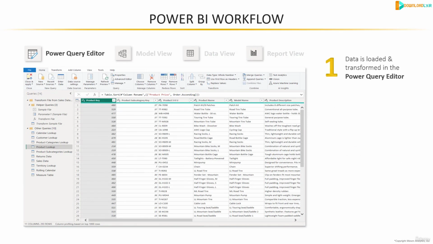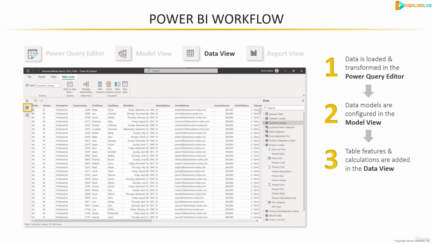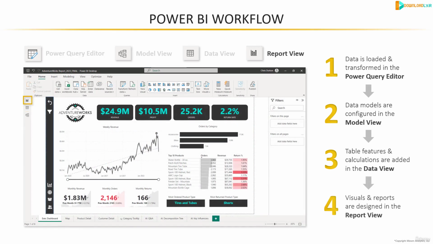Again, starting with the Power Query editor, this is where data is loaded and transformed. Step 2 is where we configure and build our data models. We do this inside of Power BI's model view. Step 3 is where table features and calculations can be added inside Power BI's data view. And then finally, step 4, that's where we bring our data to life and create visuals and reports in the report view.